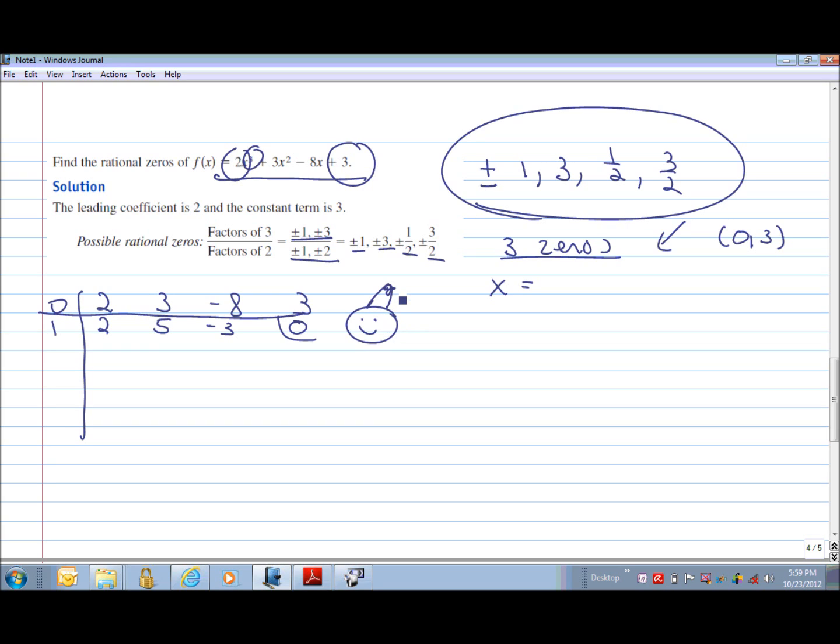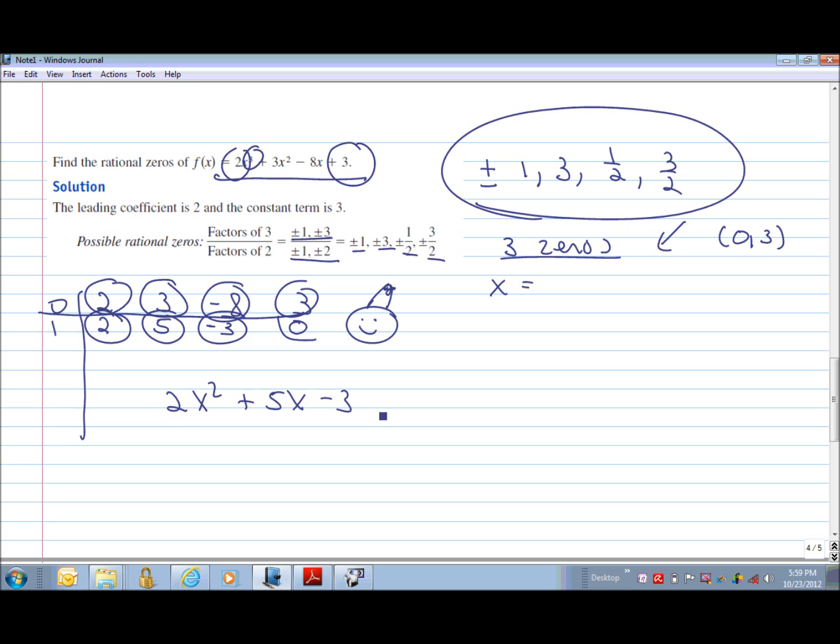And I'm extremely happy because now I went from a third degree polynomial when I used these coefficients. Now I've knocked out a degree. I'm down to a second degree polynomial, which means I'm at a quadratic. So let's take a look at that. That would make me have 2x squared plus 5x minus 3.